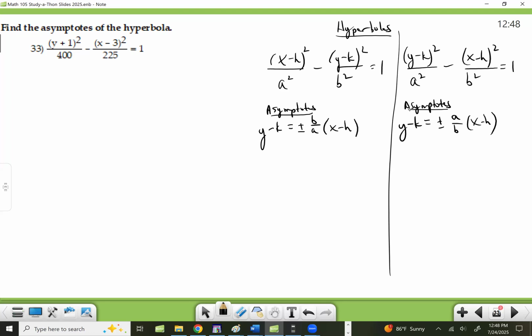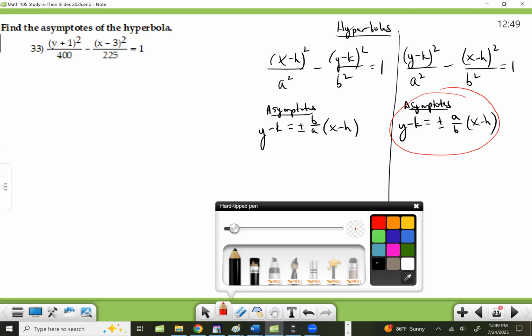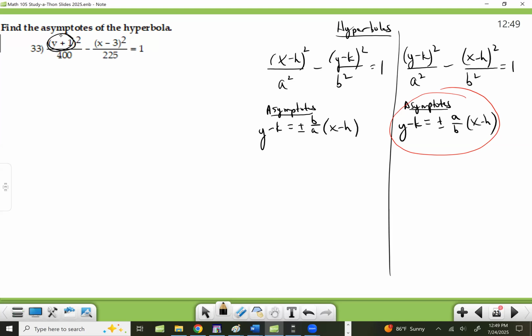So we have y first, which means we are going to be using this formula. In order to use that, we put the y parentheses first. That's going to be our y minus k, plus or minus, and then we put the x parentheses second. Just leave them as they are. You don't have to change a thing. Just make sure you don't put squares on them.